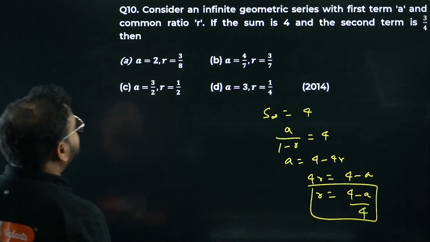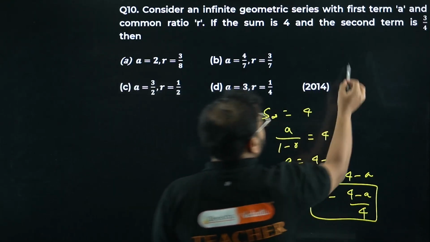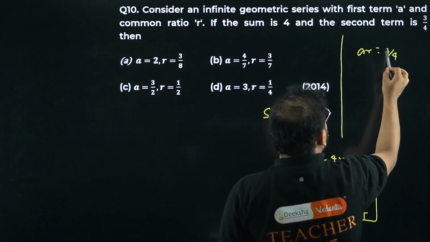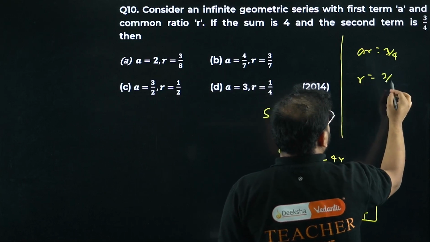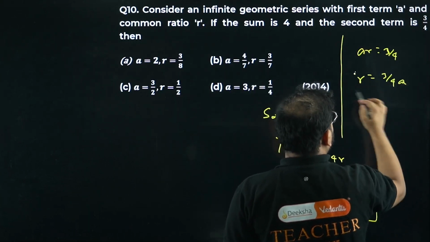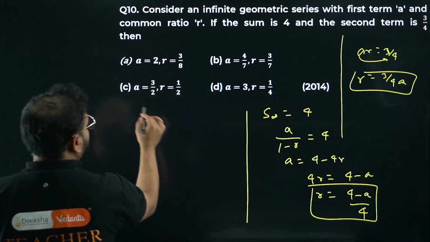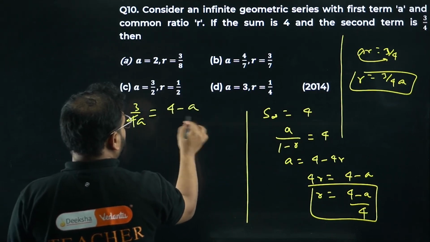Great. And the second term is 3 by 4. They are also saying that the second term is 3 by 4. It means AR is 3 by 4, right? So from here I get R equals 3 by 4A. Moving this A on this side, 3 by 4A. Now keep this together. What do I get? 3 by 4A equals (4 minus A) upon 4.